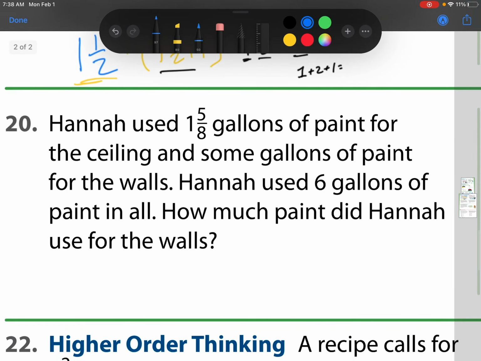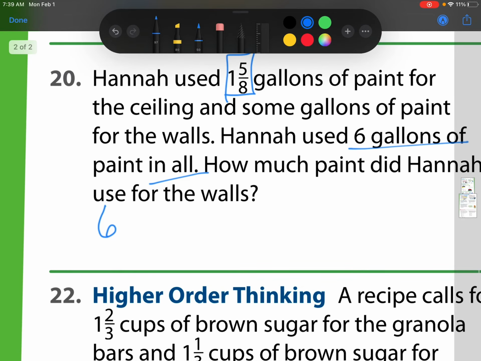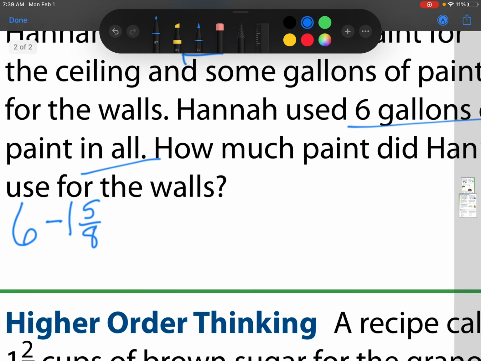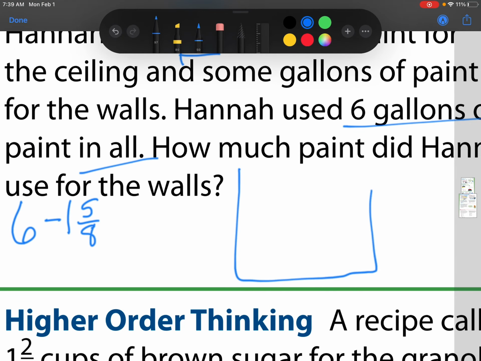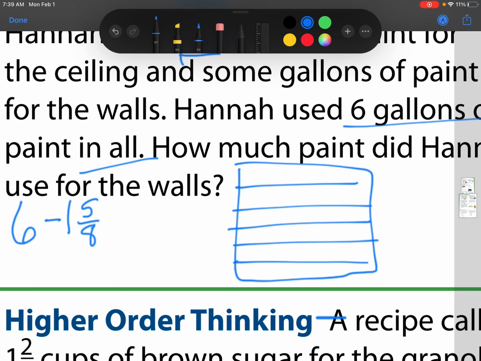Number 20. Hannah used 1 5/8 gallon of paint for the ceiling and some gallons of paint for the walls. Hannah used 6 gallons of paint in total. How much paint did Hannah use for the walls? Well, here we have what? We have 6 gallons that she used in total. So that's what she started with. And then she used this much. So she took away this much from the 6 gallons. So how can we show that with the model? Well, like this. We're going to start, and we have 1, 2, 3, 4, 5, and 6 gallons.